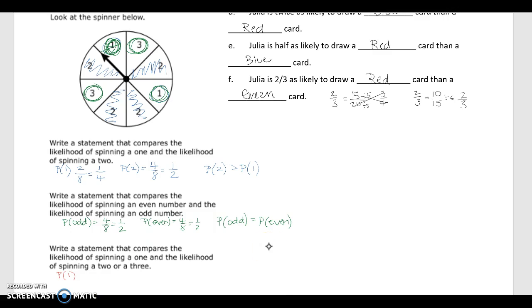We already said the probability of spinning a 1, right? So it was 2 out of 8, or 1 over 4. And then the likelihood of a 2 or a 3. So probability of a 2 or a 3. Let's see, we have 1, 2, 3, 4, 5, 6. So 6 out of 8, or 3 over 4. Okay, so the probability of spinning a 2 or a 3 is greater than the probability of spinning a 1.